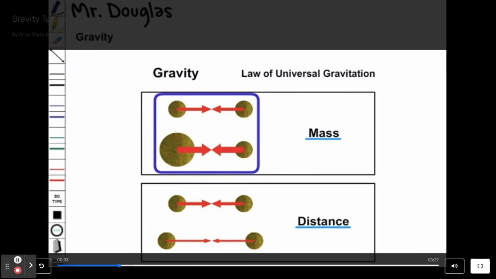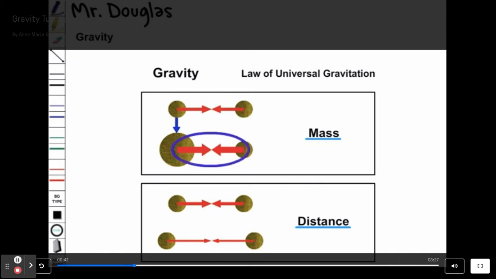You can see in this upper diagram that if the mass of at least one of the objects increases, the gravitational force between the objects also increases. This lower diagram shows that if the distance between the objects increases, the gravitational force decreases. This is the law of universal gravitation.